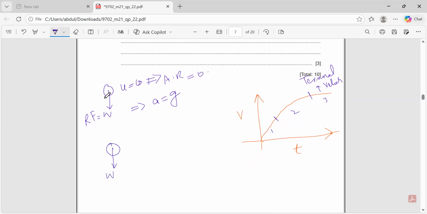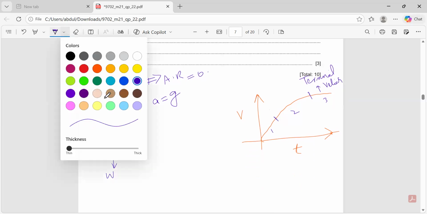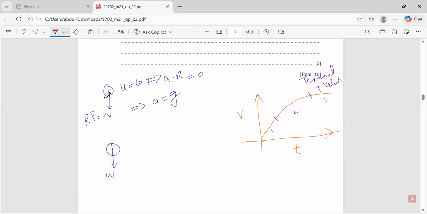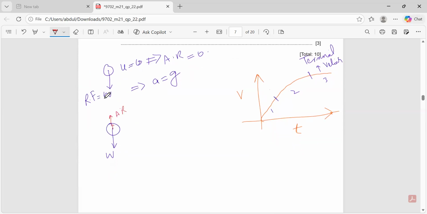Whatever the weight before, same no. But as now it is accelerating. So before, air resistance was 0, now there is air resistance. Now what will be the resultant force here on this body? My dear friends, it will be decreased. Weight minus air resistance. So resultant force is decreased. Why? Because air resistance is increased.